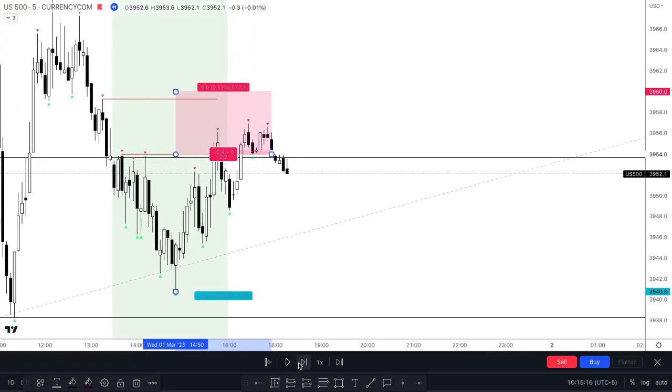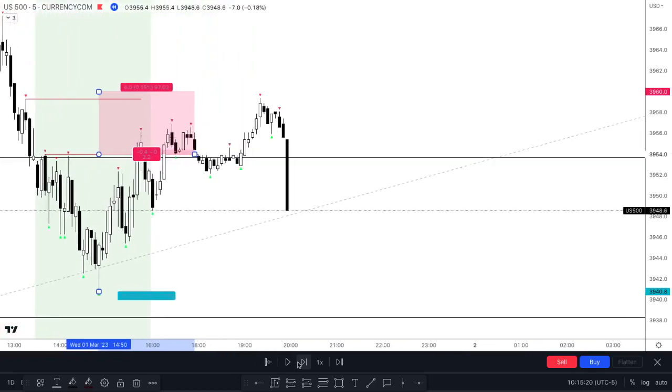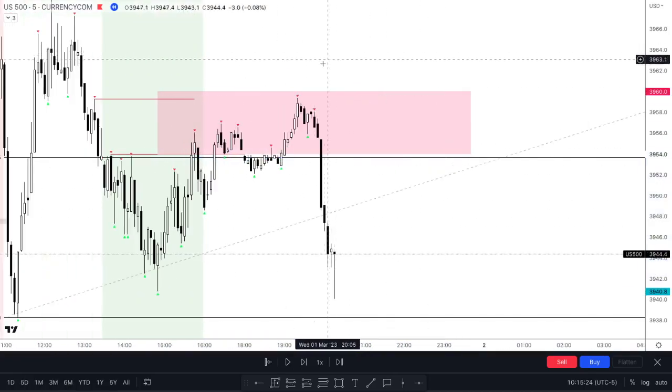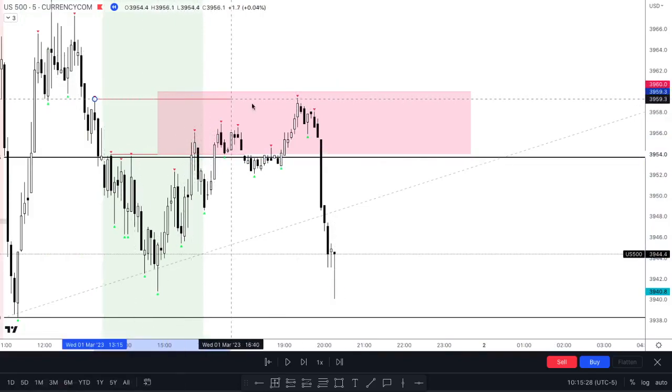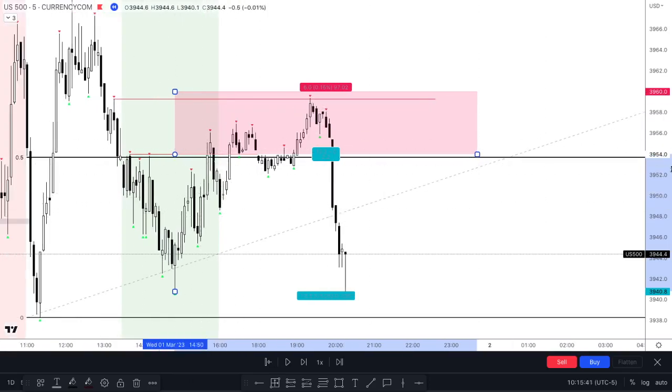Price makes one more run. It would have been filled. Let's see if it would have been stopped out. Probably, maybe, depending on the spread. But as you can see, what they did was they just went for this liquidity. So it's still the same liquidity thing. You could have taken this one, but it wouldn't have been filled at the correct time.